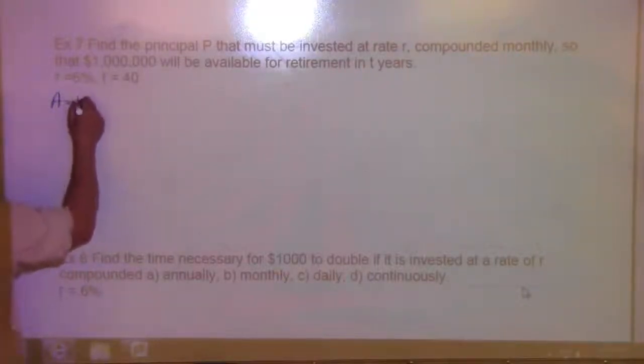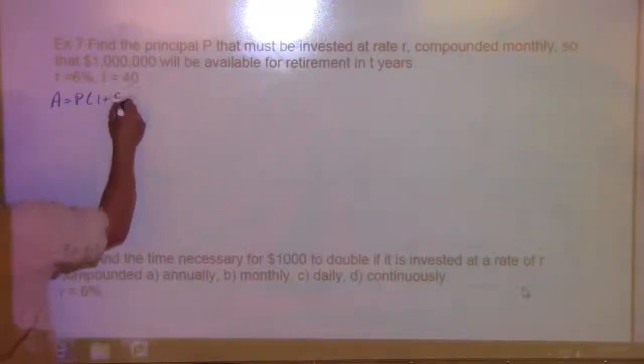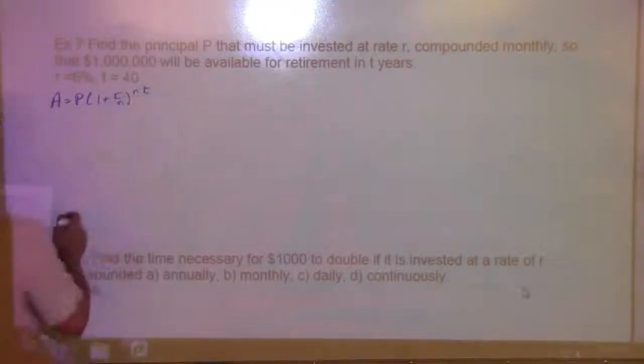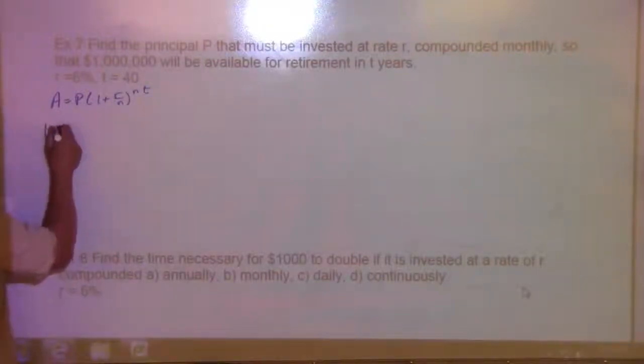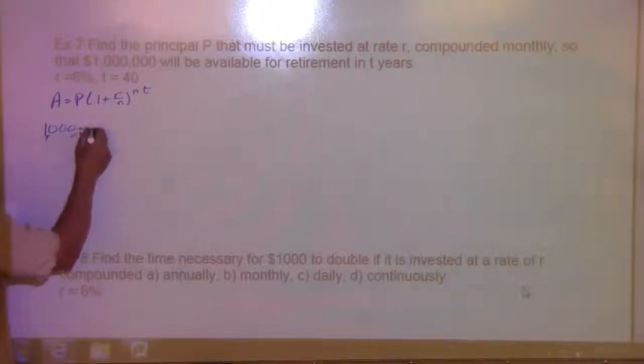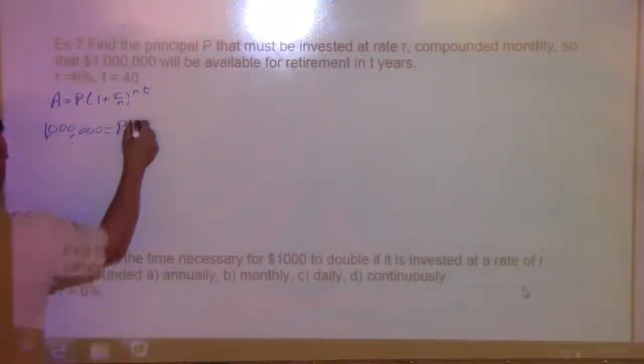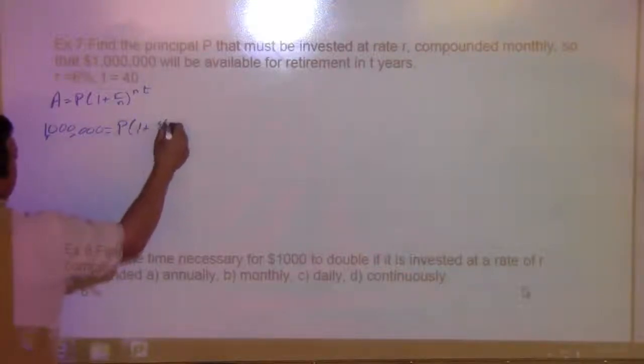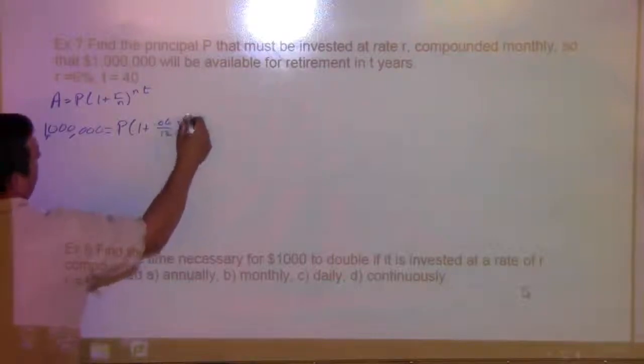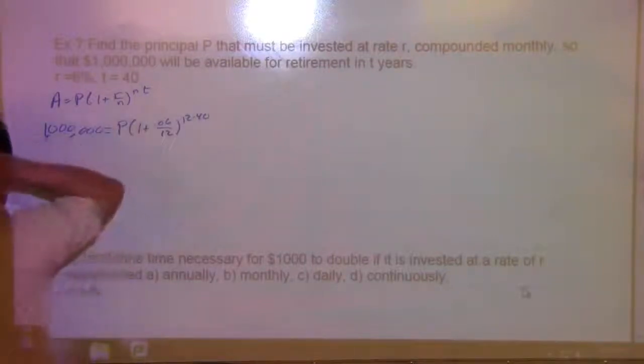So the amount is equal to the principal times 1 plus R over N to the NT power. 1 million equals the principal P we're trying to find times 1 plus 0.06 over 12, since it's compounded monthly, to the 12 times 40 power.